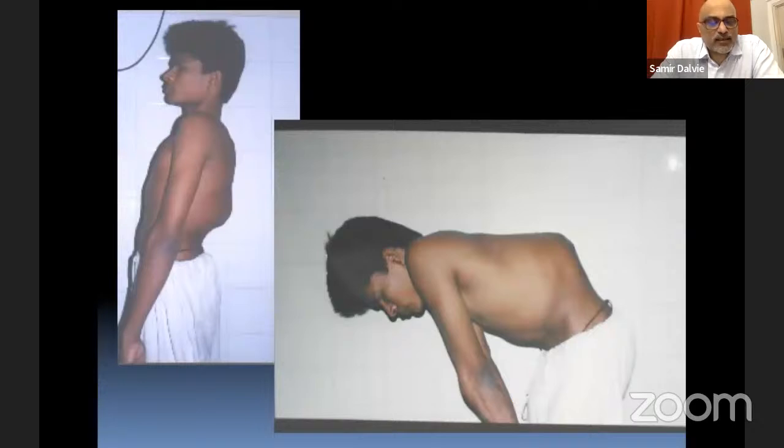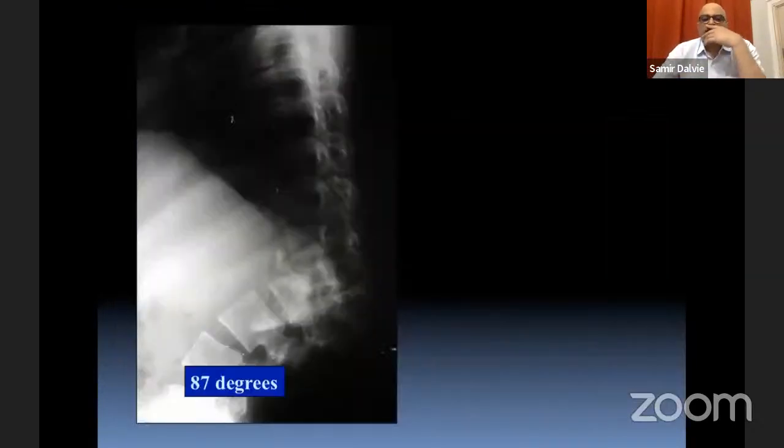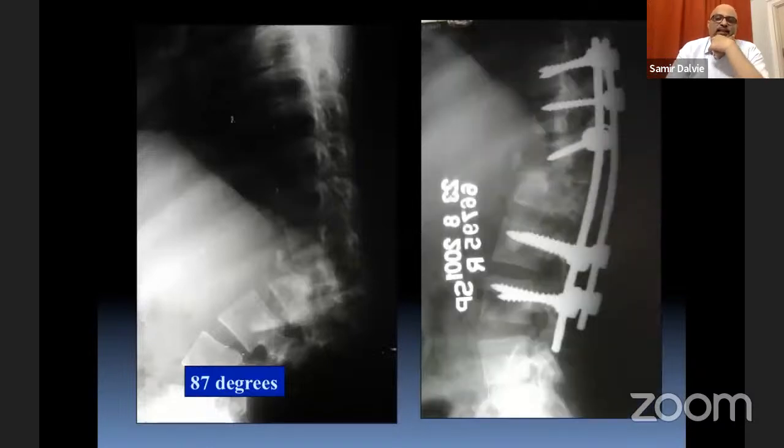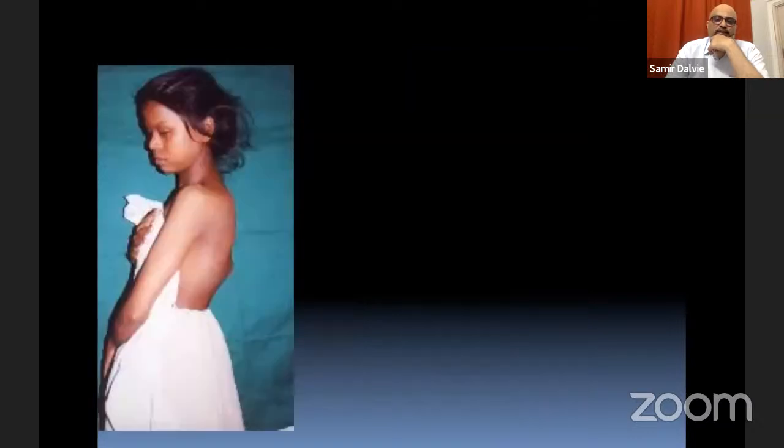There's another guy, again, healed disease, very bad dorsolumbar kyphosis with a lumbar hyperlordosis, 87 degrees, and treated again with osteotomy and correction. And as you can see, there's a significant correction.